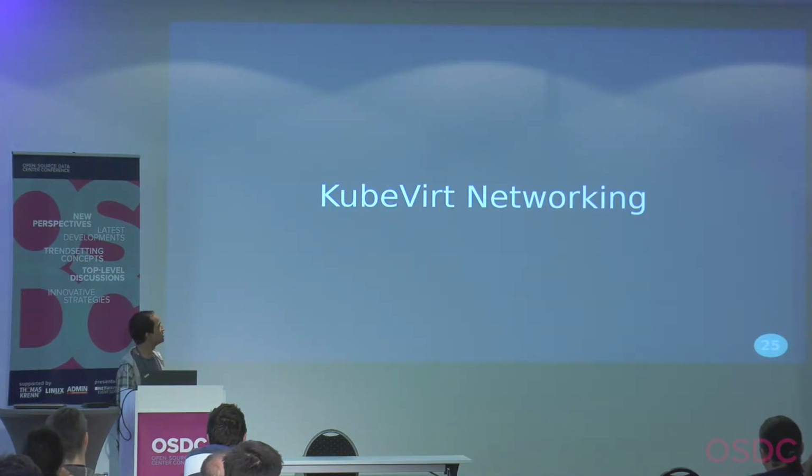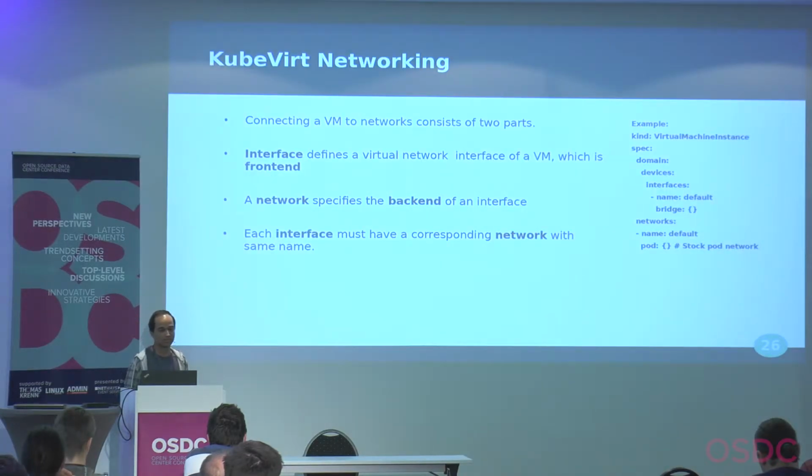So now let's take a look at KubeVirt networking. Connecting a VM to a network consists of two parts. The first one would be the interfaces, which is the front end, and the next one would be the network, which is the backend part. For every interface, there should be a corresponding network with the same name.